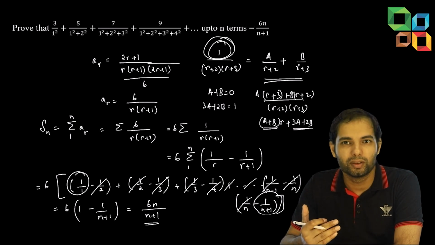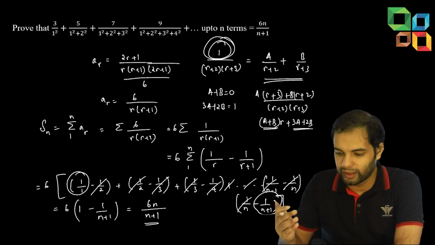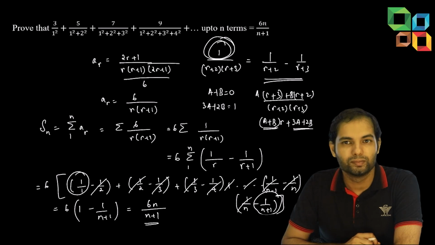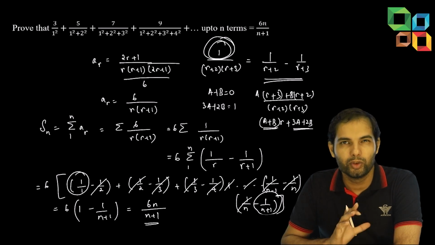Solve these two simultaneous equations. You'll get the value of A. Once you get the value of A, you can substitute here. Now again for this problem, you'll get 1 and you'll get -1. Usually you get those terms.